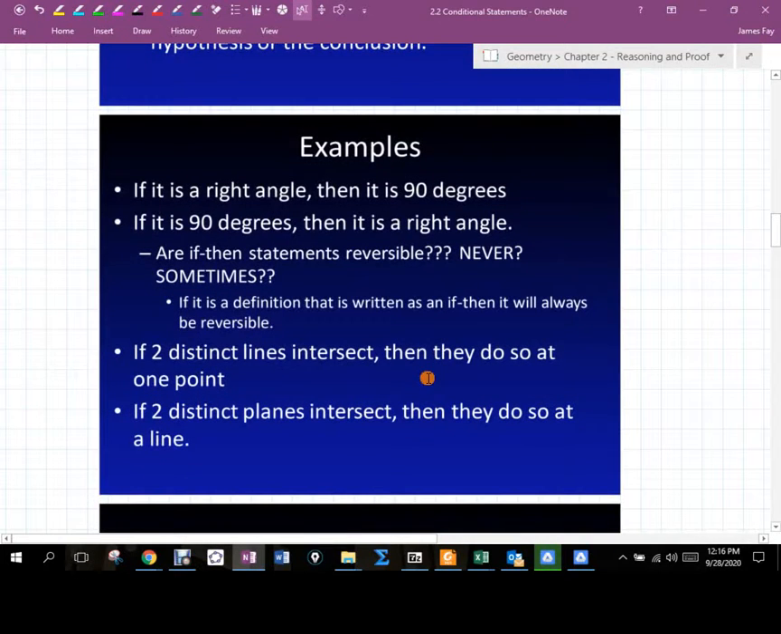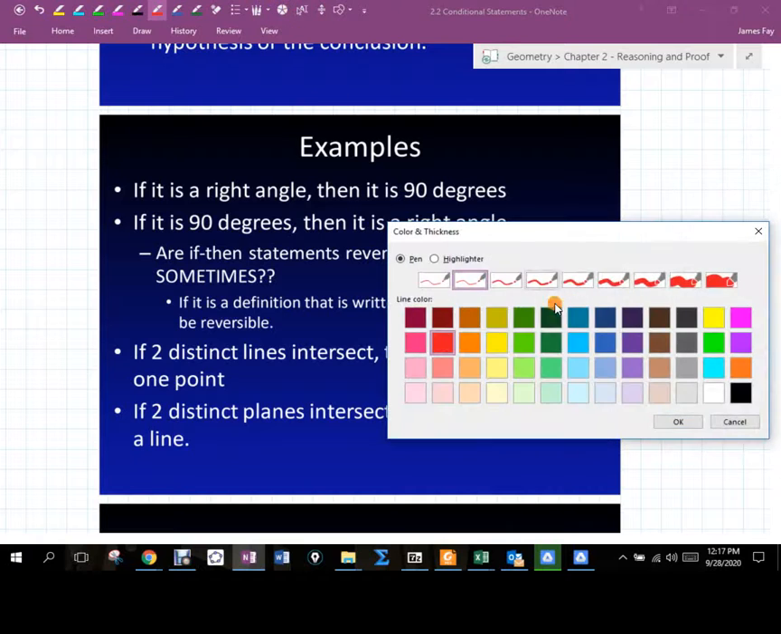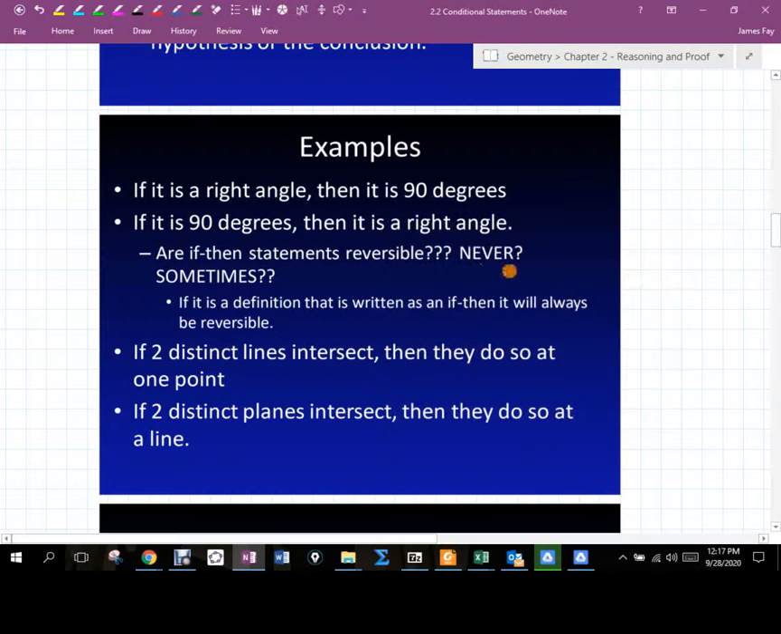All right, so here are some examples of if-then statements, okay? It says, if it is a right angle, then it is 90 degrees. That is something that we know, right? Okay. Now, here's the argument. And this is how math exists and how we operate within it. If I give you an angle and it matches that statement, what can you say about the angle that I gave you?